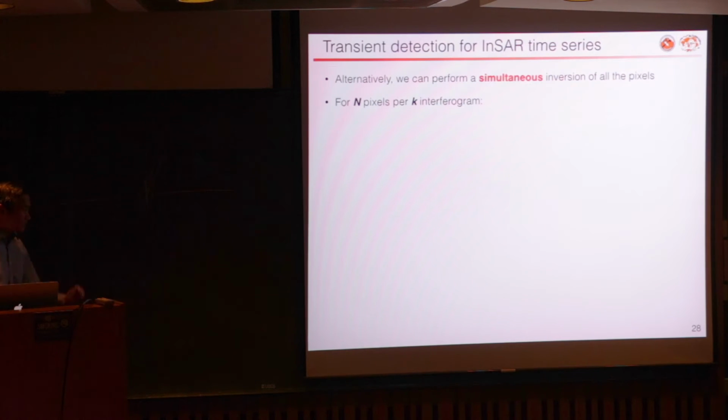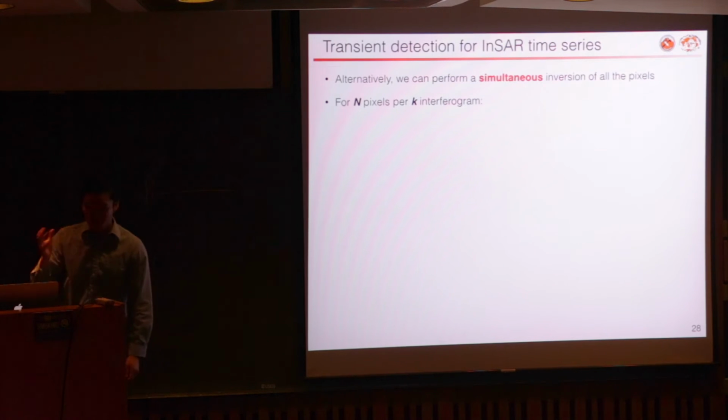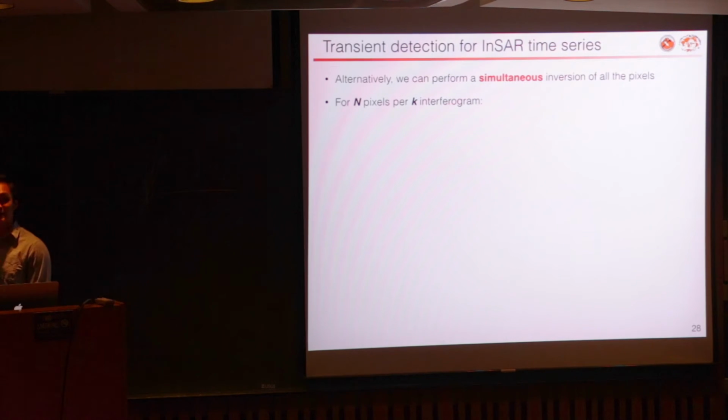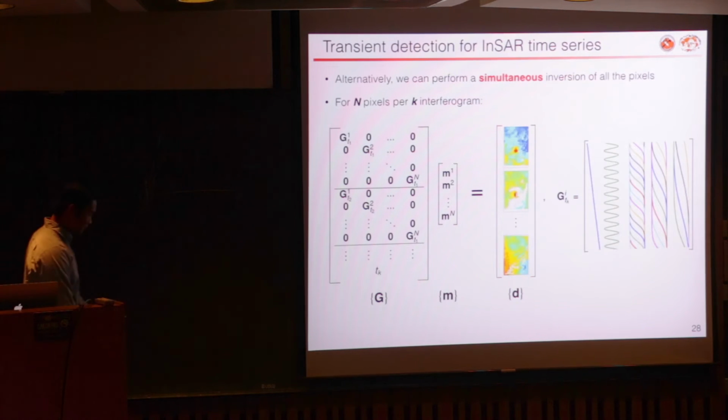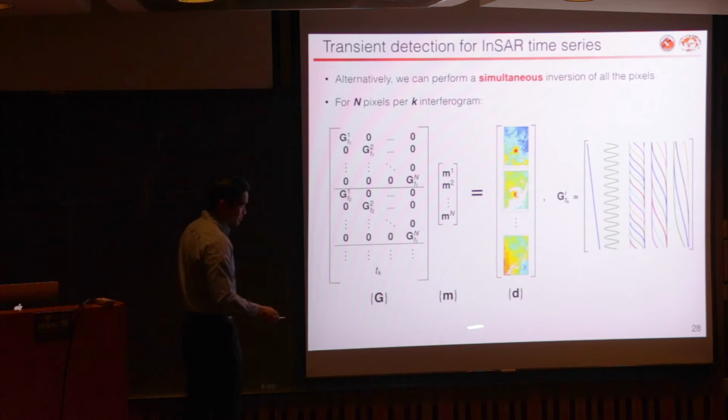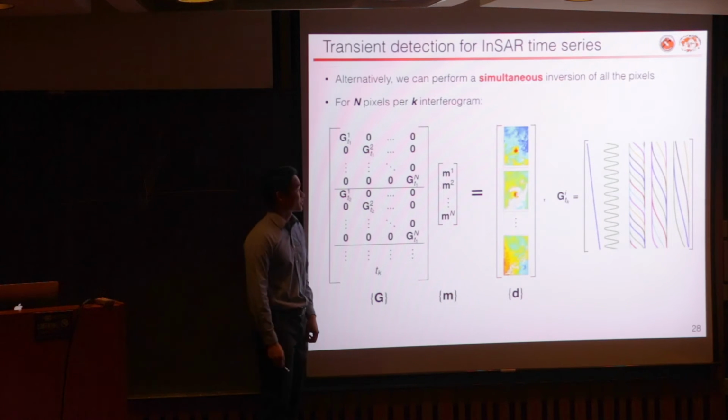Without going into too many details, you just have to trust me that that's actually a very expensive operation to do. It works for GPS, but it completely blows up for InSAR. So what we can do instead is a simultaneous inversion of all the pixels. Meaning that instead of doing this iterative method, we solve for the m vector for all the pixels all at once. So for n pixels, for k interferograms, you're going to construct an extremely large least squares problem.